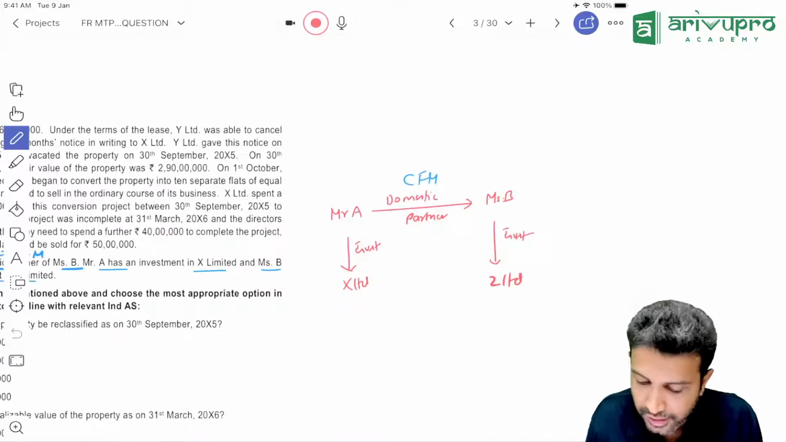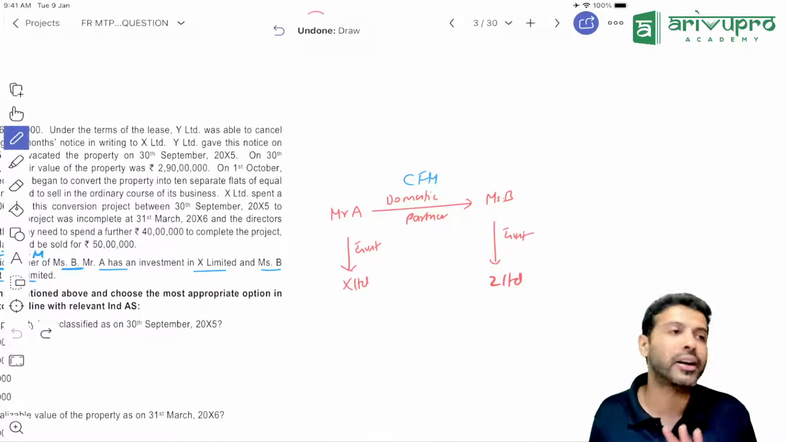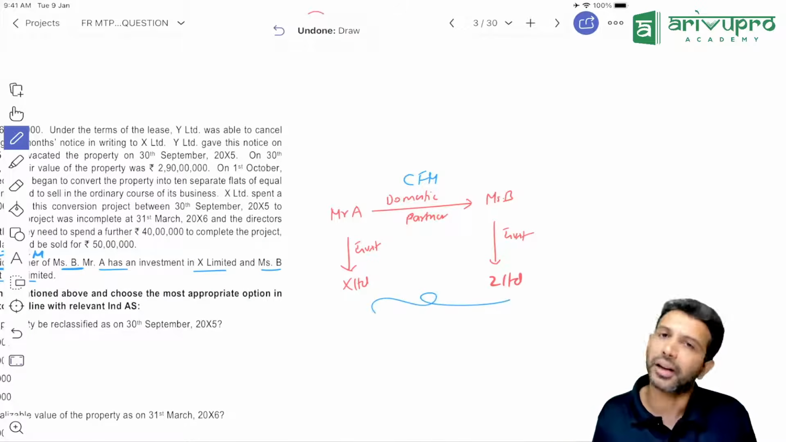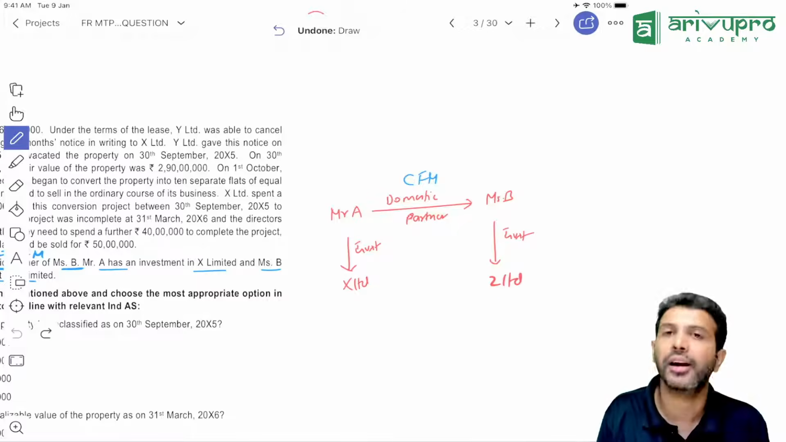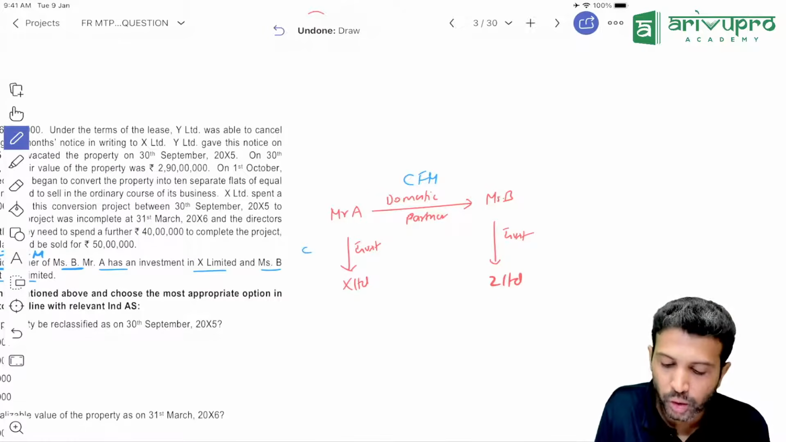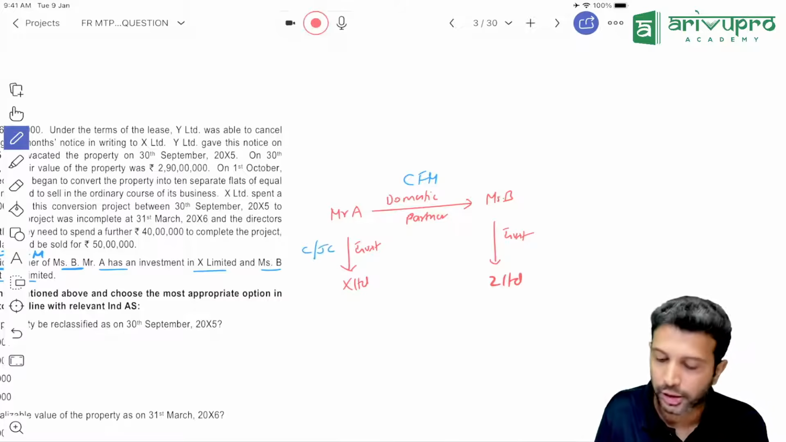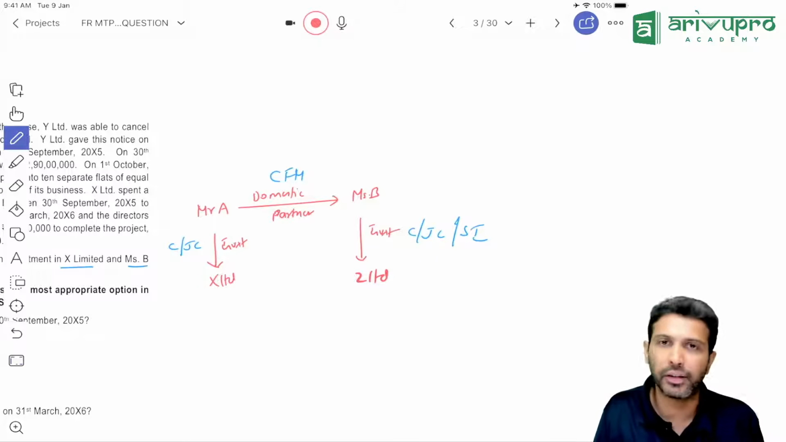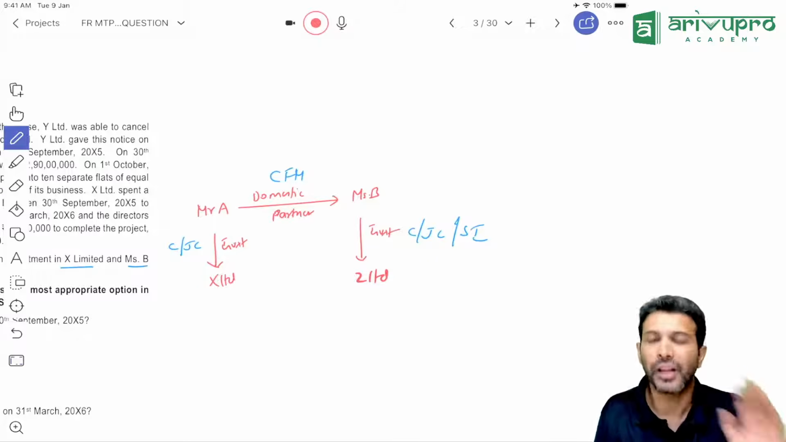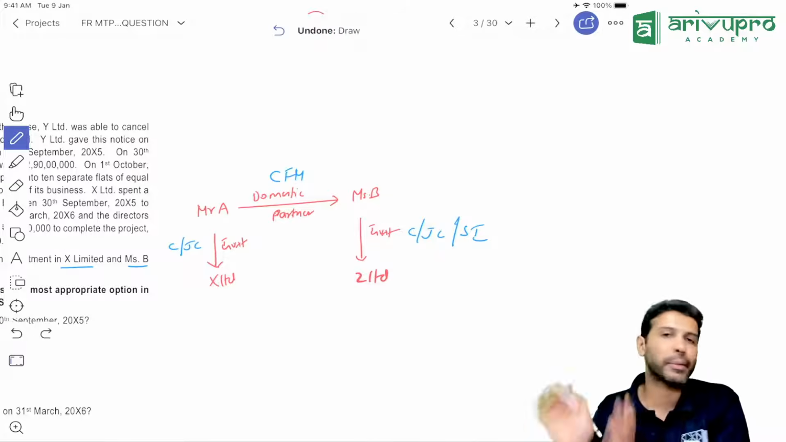Sir, in this graph, for X and Z to become related parties, the downward arrow approach applies. If you remember, for these two to become related parties, one side of the downward arrow of the investment should be either control or joint control. The other side could be control, joint control or significant influence, or it could also be a KMP. But since we are talking about investment here, the KMP part is eliminated.